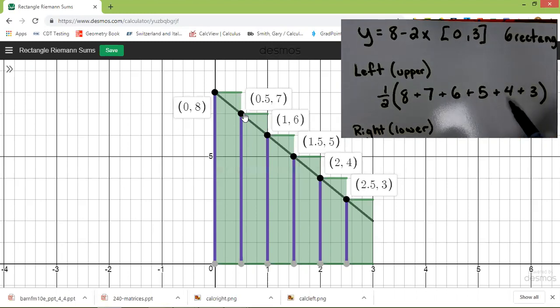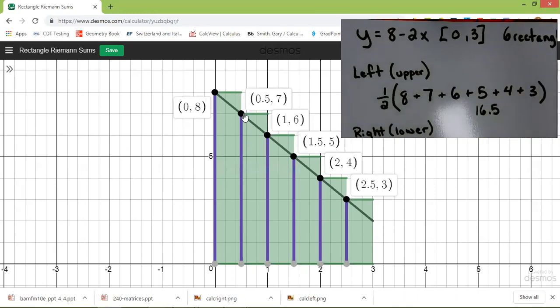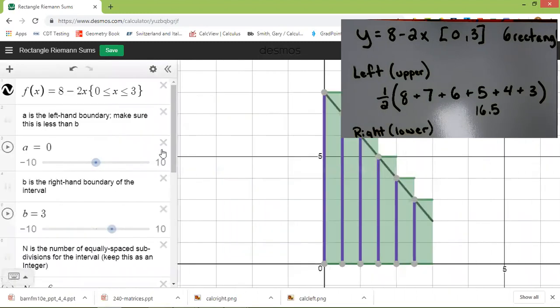I have 6 and 4 is 10, 7 and 3 is 10, so that's 20, 28, looks like 33, and then half of 33 would be 16.5. So it looks like my area using the left, or in this case the upper sum, would be 16.5.